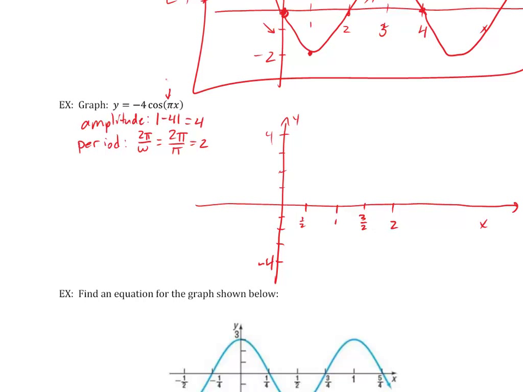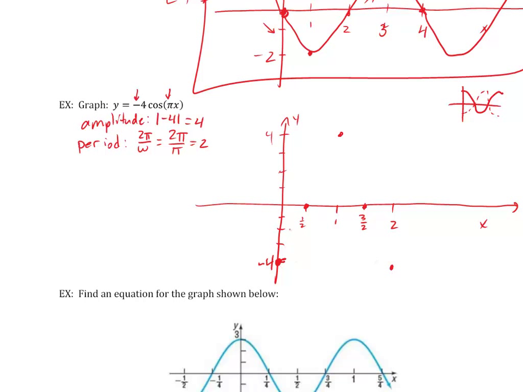Now, because we're cosine, we're not going to start at the origin. We start either at the highest point or the lowest point. And because it's negative out front, we're going to start at negative 4, because it's the flip. Remember, if the amplitude is negative, you flip the wave. Normally, a cosine wave looks like this, right? But if we want to do a negative cosine wave, we have to start down here and go up this way. So we're going to start here, go up to 0, up to 4, back down to 0, and back down to negative 4.